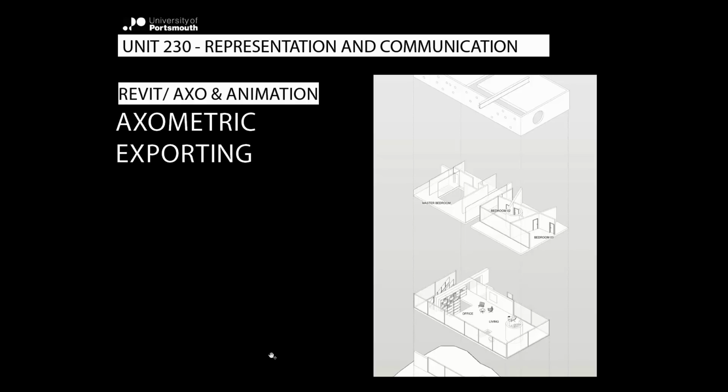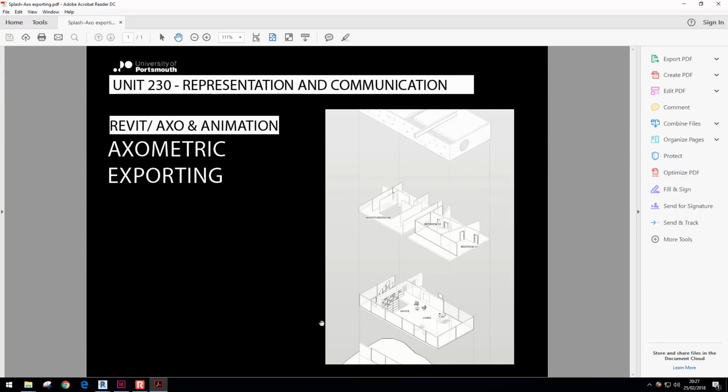Okay, in this video we're going to be looking at exporting an axonometric in 3 different formats. So we're going to export it as a PDF, a JPEG and a DWG, so it enables you to take it to further production, post-production.